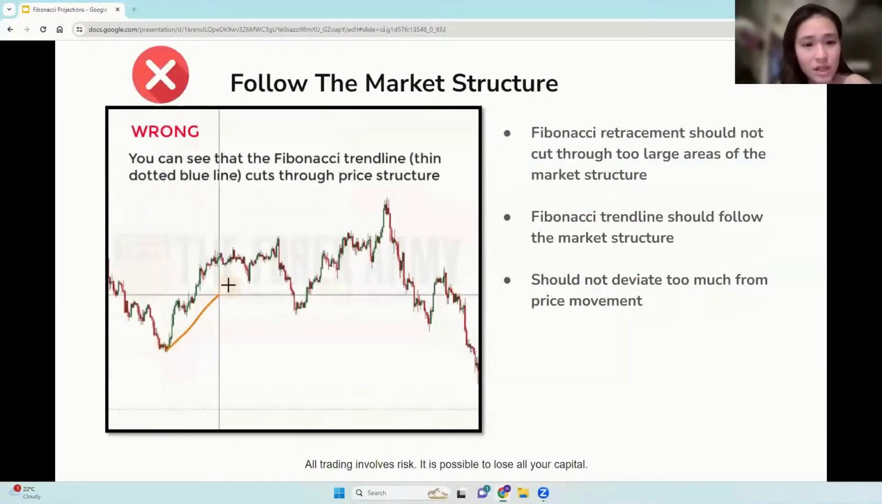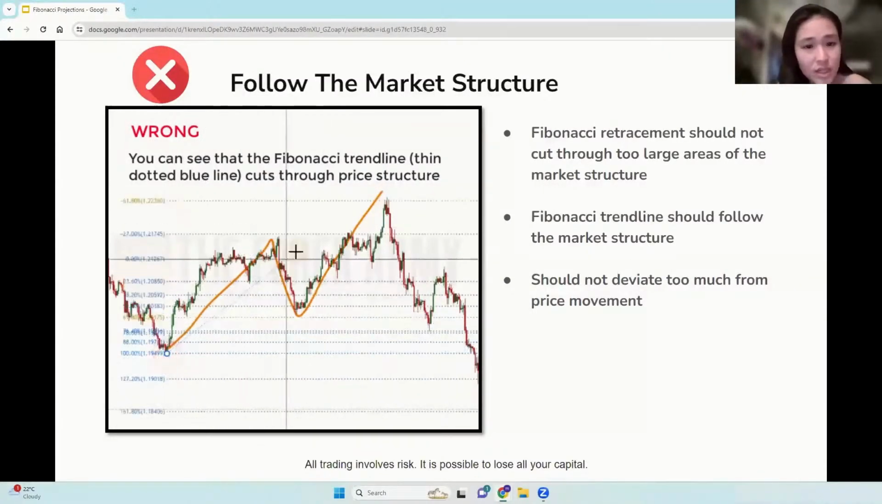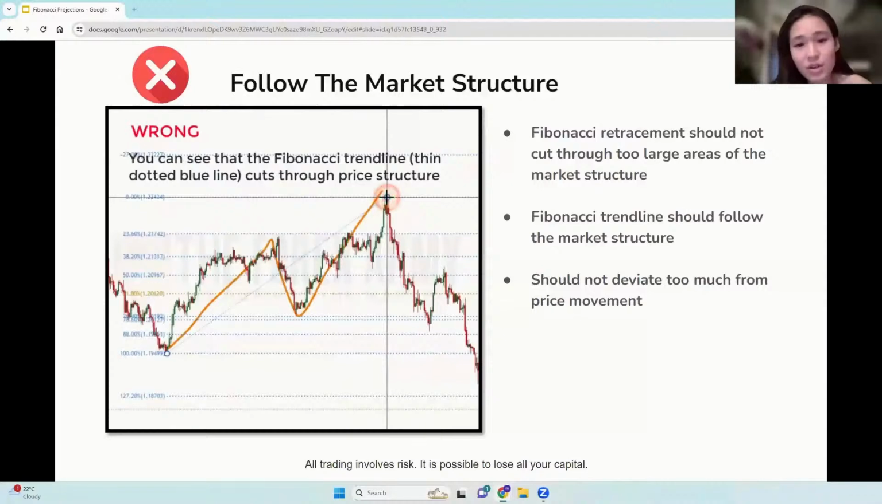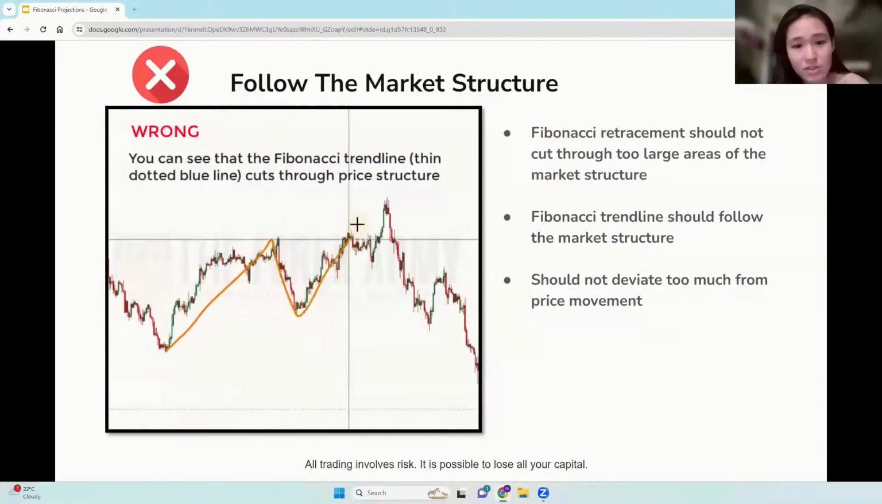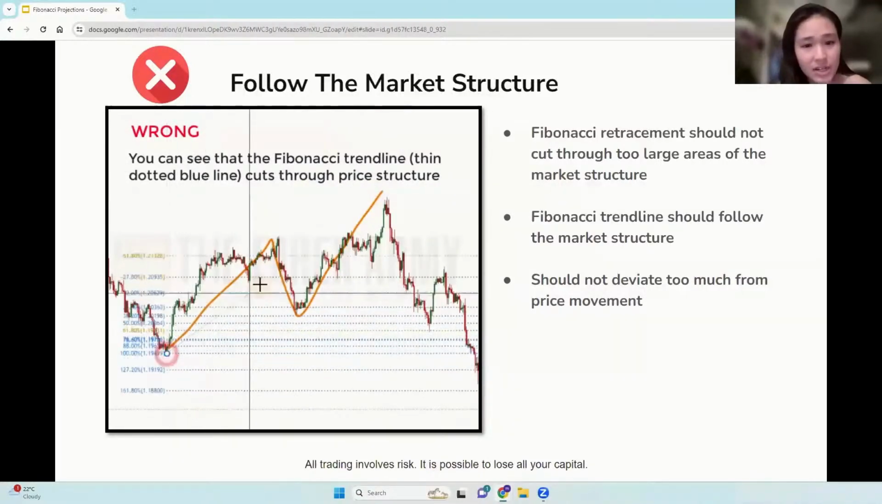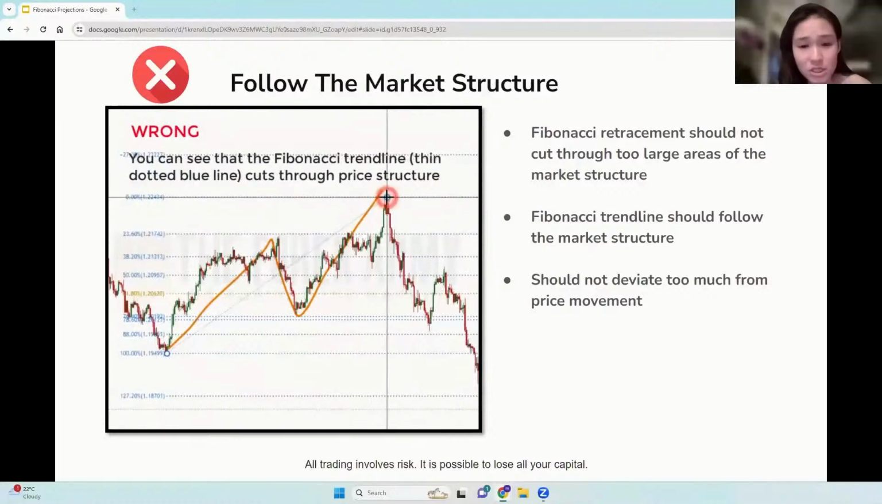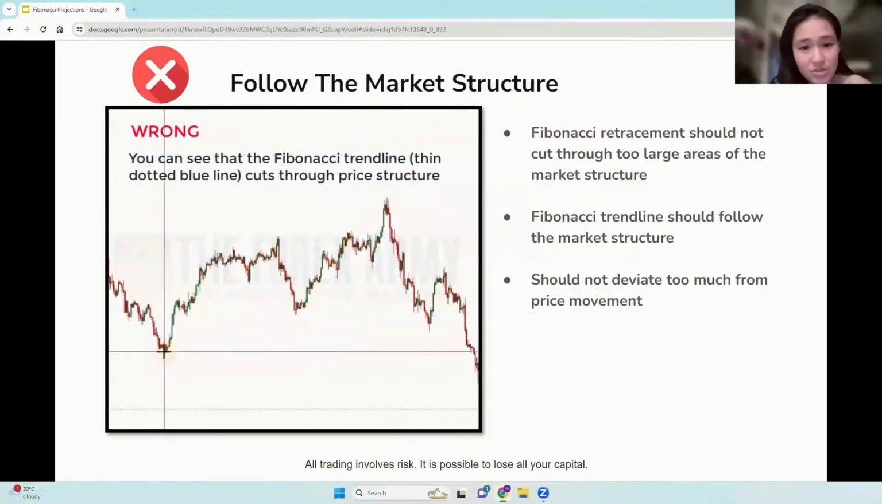Next point, we want to make sure that you are following the market structure. Here is an example of how not to draw your Fibonacci retracement trend line. Your Fibonacci trend line must follow price structure clearly. In this case, you can see that there is a zigzag market structure. The retracement drawn here cuts through the market structure, making it less effective.